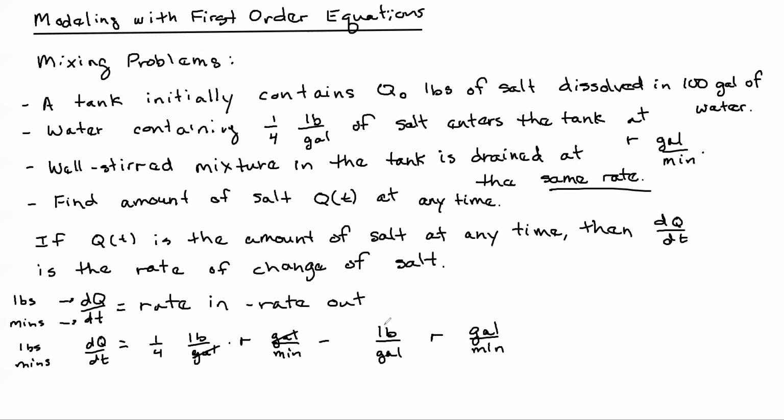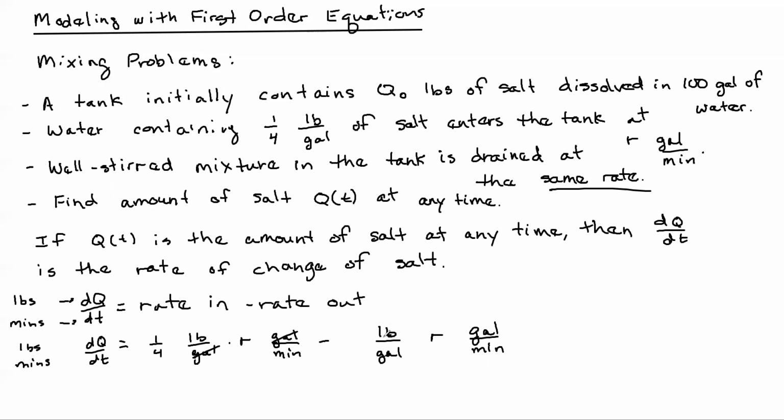The way to figure that out is we need to know how many pounds of salt are in the tank and how many gallons are in the tank. If you think about it, we've got a tank that contains this mixture, and we want to know the concentration that's being drained. Well, the concentration is how many total pounds of salt are in the tank at that time, and then how many total gallons there are at that time. Does that make sense?